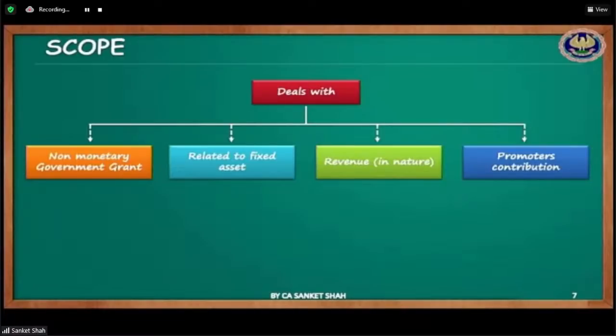Yes, accounting standard 12 applies means scope in, and scope out means AS 12 is not applicable. Yes, very good, Madala Naidu ji.